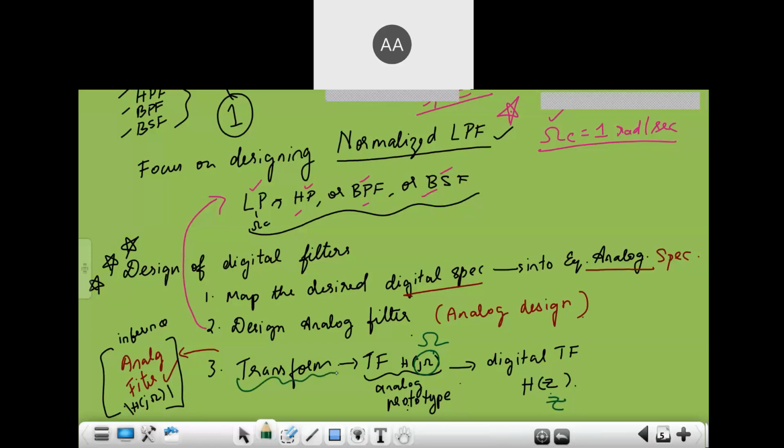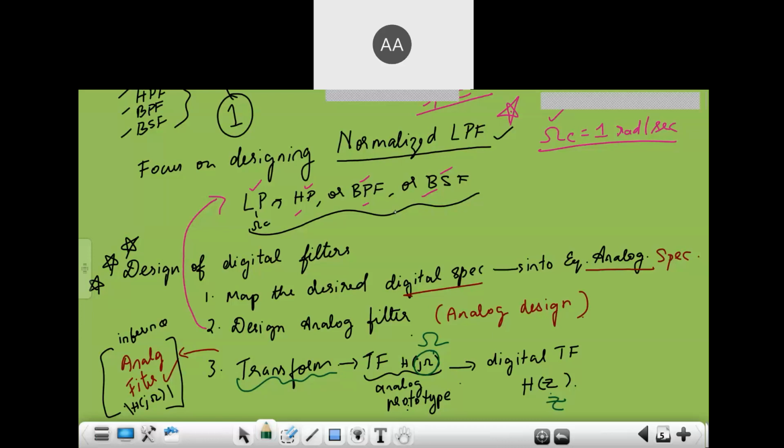So if a digital specification is given, you convert it to analog specification, you design the analog filter, and even if an analog high pass filter is asked to design, you will design the normalized low pass filter first and then do a transformation to the respective filter, high pass filter say. After that, you will transform the designed analog filter to the digital filter. So this is the procedure we are going to follow from now on.